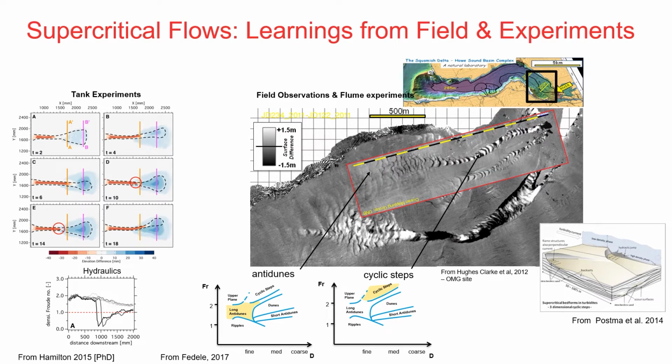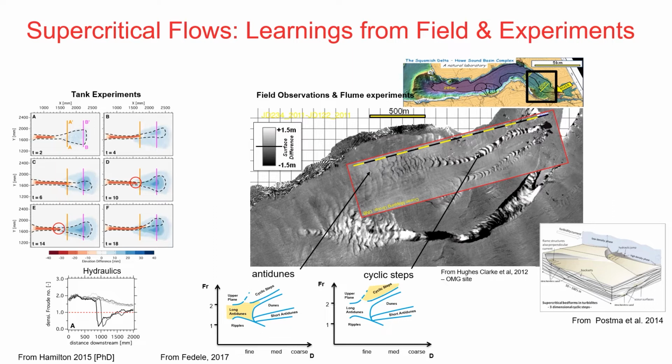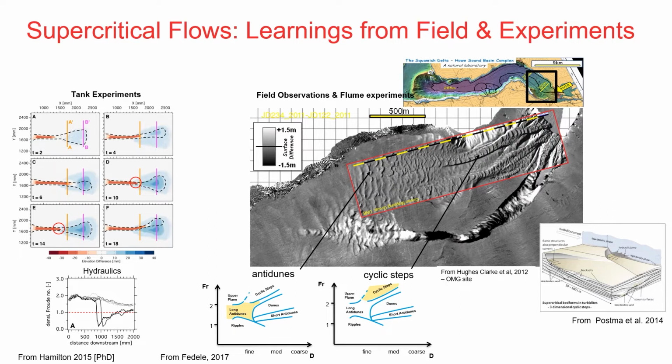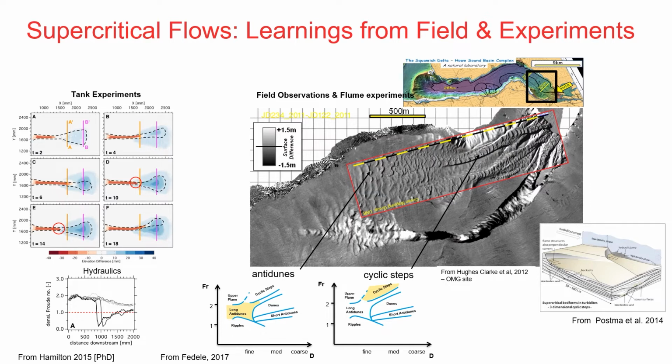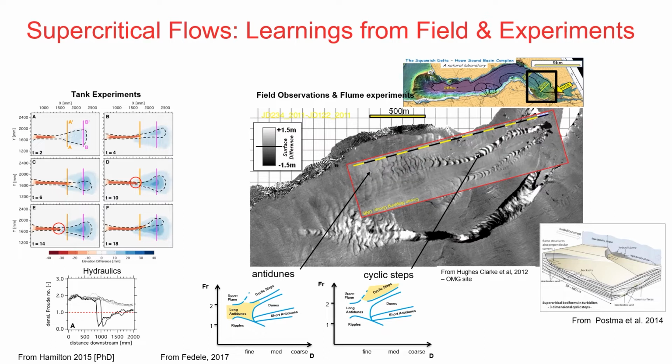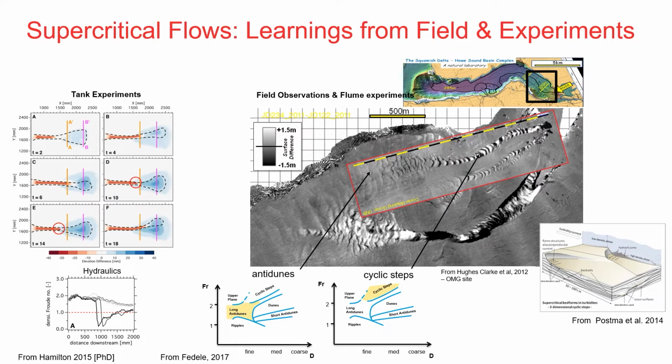Deposition occurs at and beyond the jump site, forcing the jump to occur further and further up dip until the flow is choked and moves to the side. On the right, in the Squamish Delta and fjord environment in British Columbia, this phenomenon was observed as it played out over the sequence of several days as seafloor imagery was acquired by the team of John Hughes Clarke.